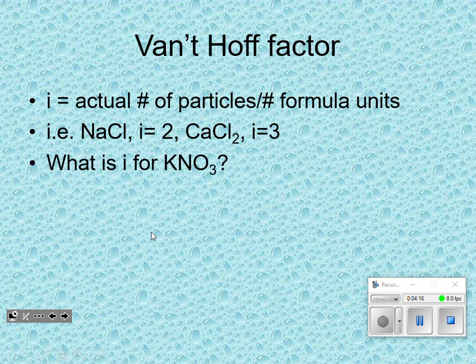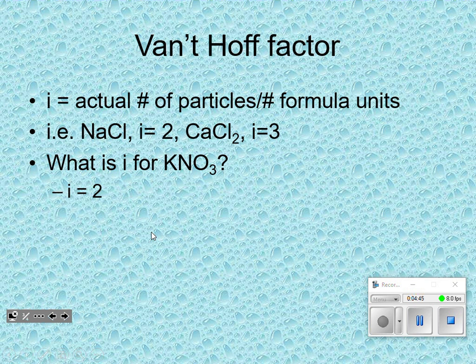How about KNO3? What would the i value be for that? 2. It's going to break into K plus and NO3 minus. Remember, the NO3 is covalently bonded together. So we have to keep track of polyatomic ions, which don't break apart. The formula unit is 1 NaCl. So there's 2 particles, 1 NaCl.